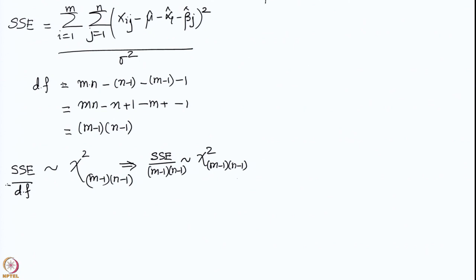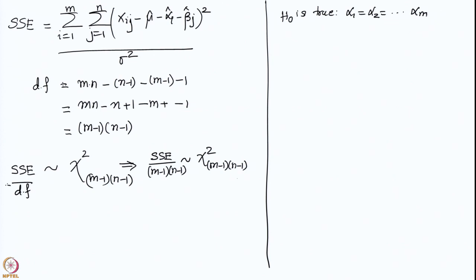Now when H0 is true, it means that alpha 1 is equal to alpha 2 is equal to dot dot dot alpha m, then the expected value of xi dot is only mu. Why? Because summation of alpha i is equal to 0, which implies that if all of them are equal to alpha, then m alpha is 0 and therefore alpha itself is 0. So it means that the alpha i's are 0 and therefore the expected value of xi dot is mu.